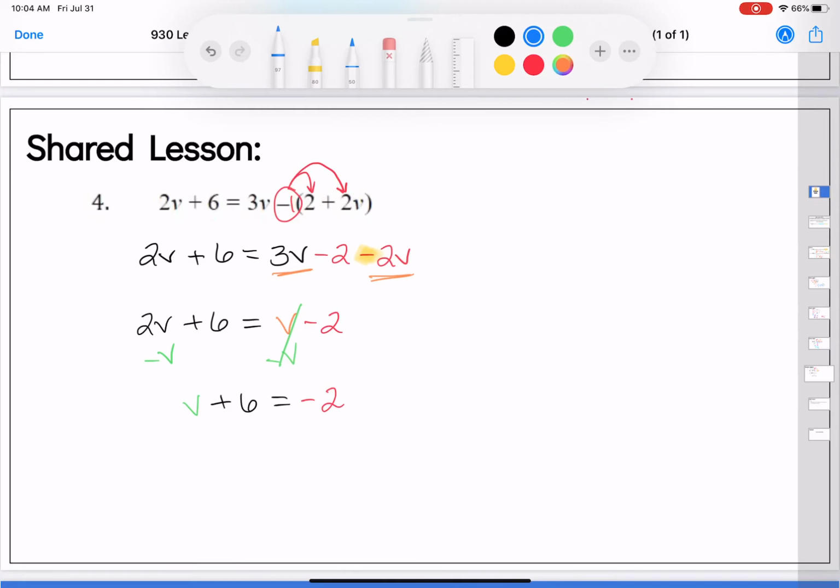Last step is going to be to subtract 6 from both sides. Cancels out over here. I'm left with just v equals negative 8. So if you caught how to distribute that negative, okay, you should end up with v equals negative 8. Remember that minus sign in between the 3v and the parentheses means you don't distribute that 3v. No way. That's that hidden negative 1 in there that you need to distribute. So be careful of that.